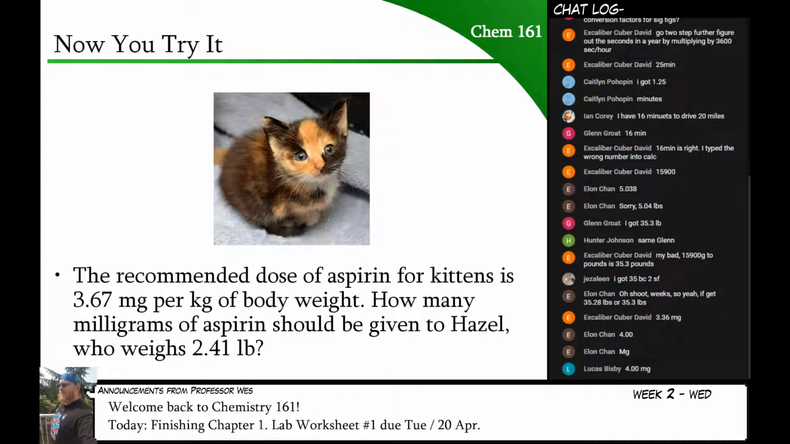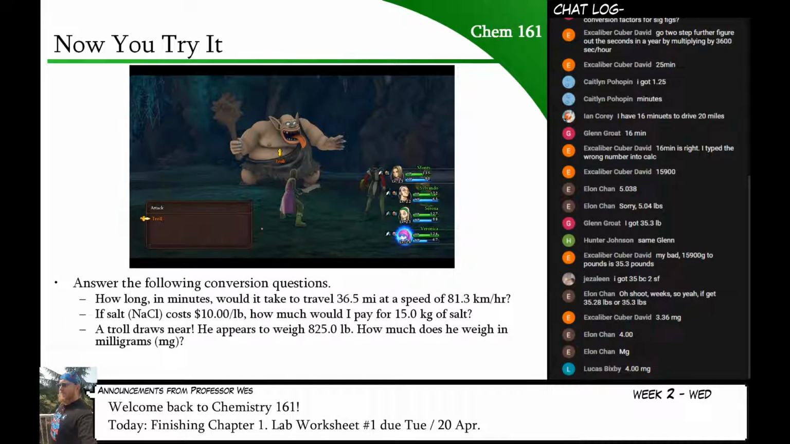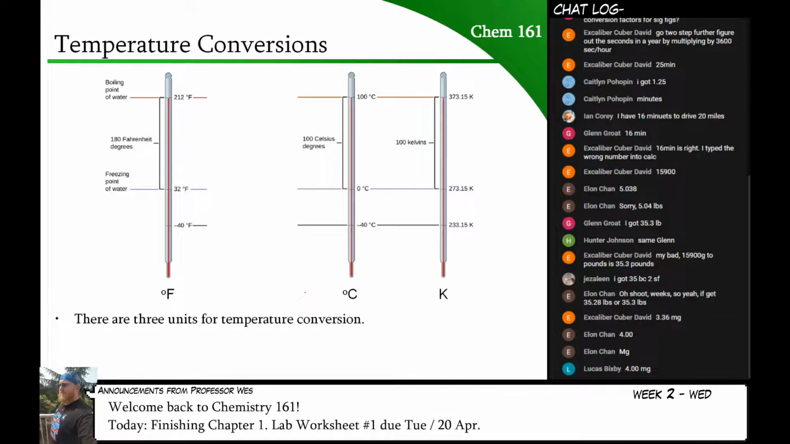There are extra slides here. Oops, that's the wrong one. So I have this. I was playing Dragon Quest XI, I think, when I wrote this slide. There are extra problems for you to try, which have conversions at the bottom. And then there's a last little bit about temperature. I'm not going to have enough time to do the temperature joke, unfortunately. But you can read about temperature.